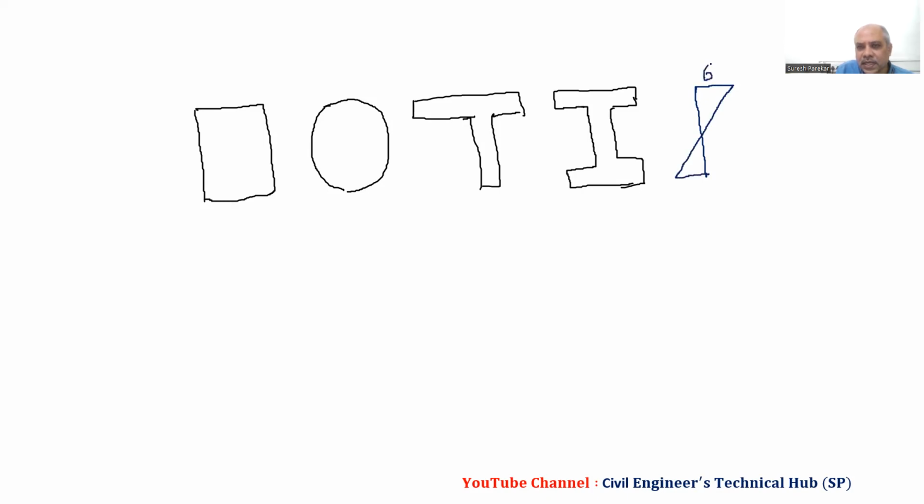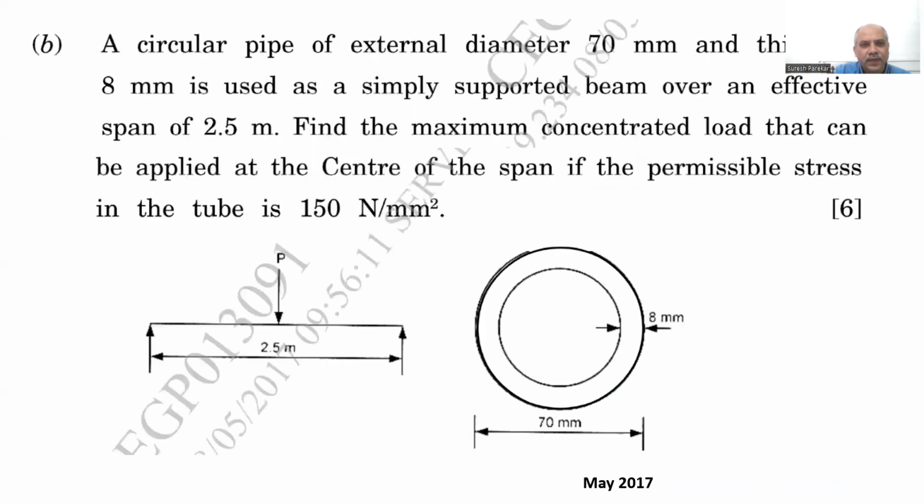So this will be sigma top and this will be sigma bottom. This diagram is the same for all types of section. This value is 0 at the neutral axis. Now we will go with three problems in this that are taken from examination.